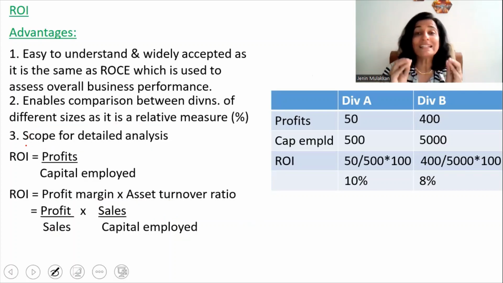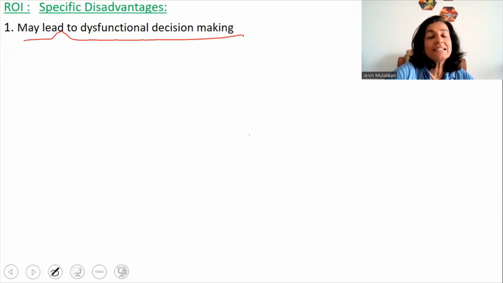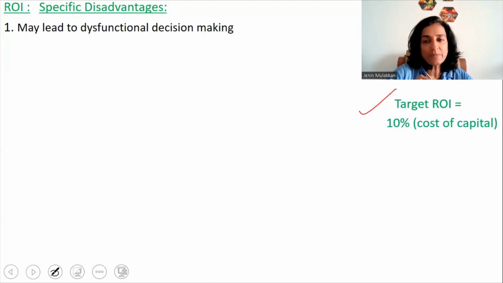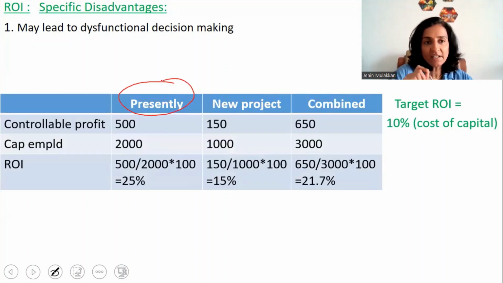Now let's move on to the specific disadvantages of return on investment. It may lead to dysfunctional decision making. Suppose the target return on investment is equal to 10%, which is the cost of capital, and presently the division has got a controllable profit of 500, capital employed of 2,000.